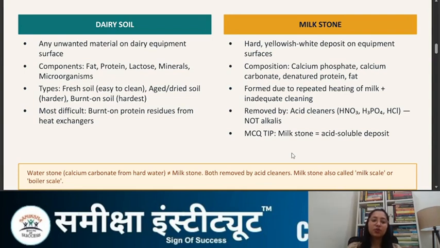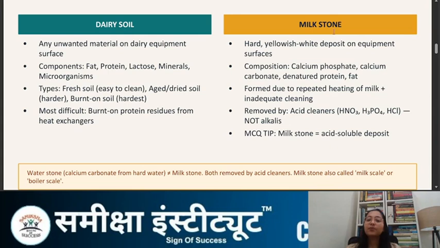Different types of soil can be there: fresh, which is easy to clean, and aged or dried, which becomes harder and very difficult to clean. And some are burnt-on soil, which is the hardest and most difficult form of soil to clean, because it leaves protein residues from heat exchangers. It will leave its residue and it will not be removed by usual cleansers.